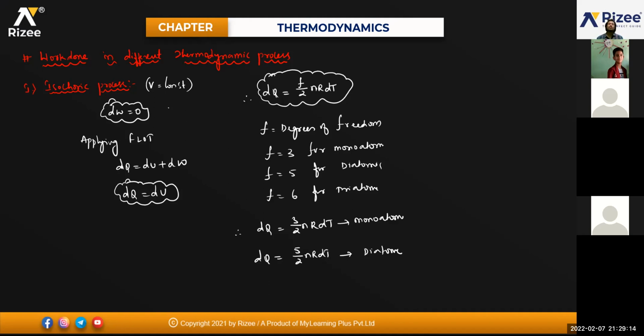So dq will be equal to f by 2 nR into dt for the isochoric process. In isochoric process, volume remains constant, so work done will be equal to 0. Applying the first law of thermodynamics, we get dq is equal to du. That means dq is equal to f by 2 nR into dt, where f is the degrees of freedom. F is equal to 3 for monoatomic, 5 for diatomic, 6 for triatomic. Therefore, dq is equal to 3 by 2 nR dt for monoatomic and 5 by 2 nR dt for diatomic. Clear, beta?